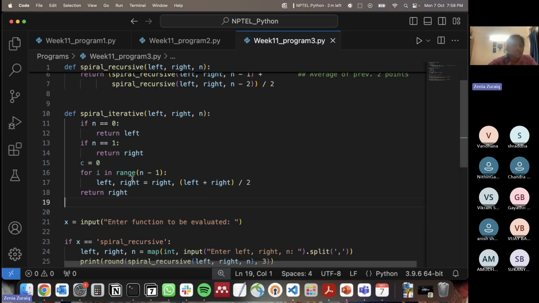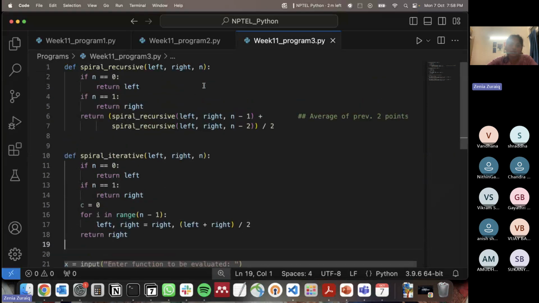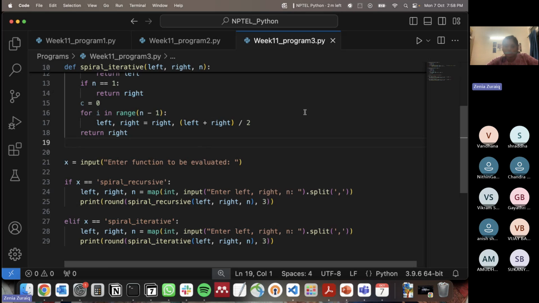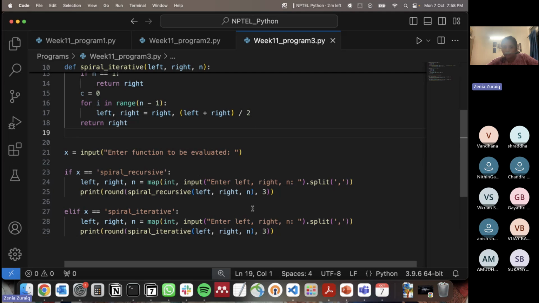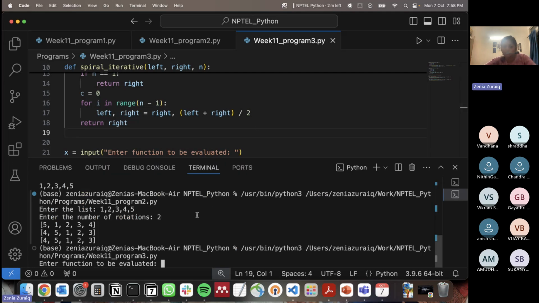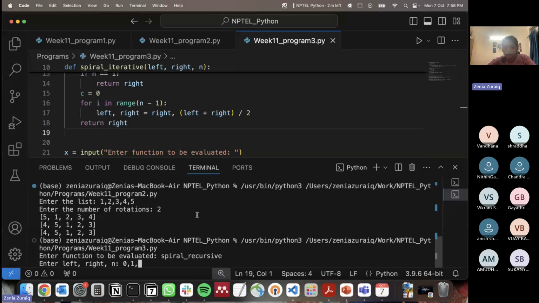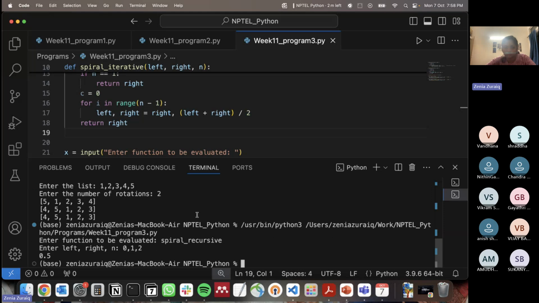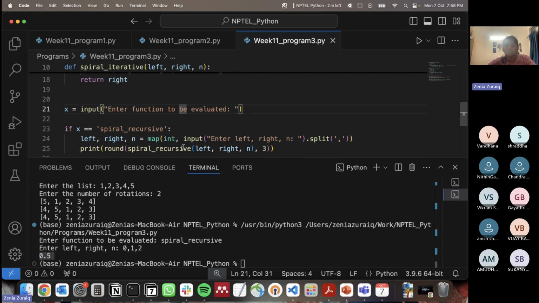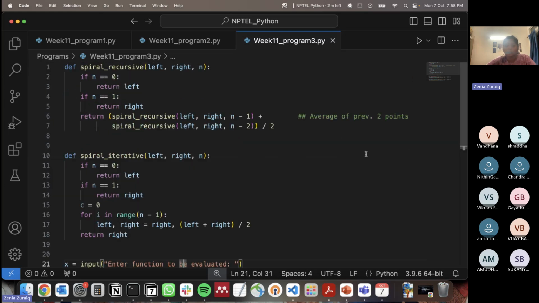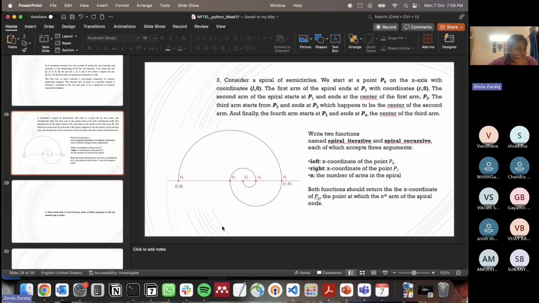So the iterative one just updates the left and right coordinate every time, whereas in the recursive one, you're just taking the midpoint of the n minus 1, n minus 2th point, and it just goes back and calculates. So we can even check it by doing this. If I write spiral recursive 0, comma 1, comma 2, you can see that it returns 0.5, right? 0.5 is the final value that I get. Okay, so this is the idea, a recursive function and an iterative function for calculating this.